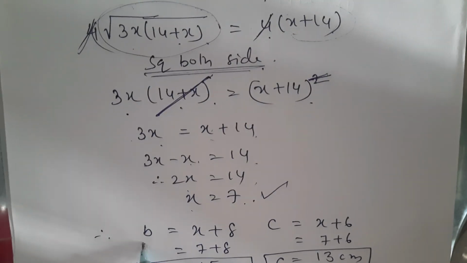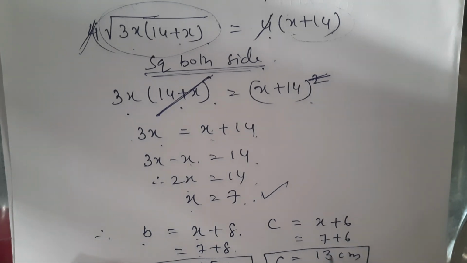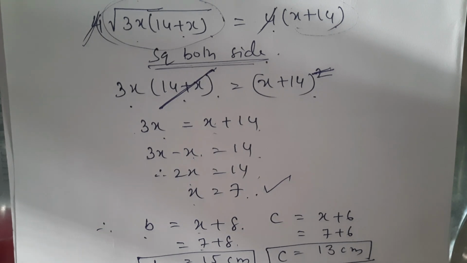So we can find out what b is. b was x plus 8. So it is 7 plus 8, 15. c is x plus 6. So it is 7 plus 6, 13. We got the values of b and c. So these are important questions.